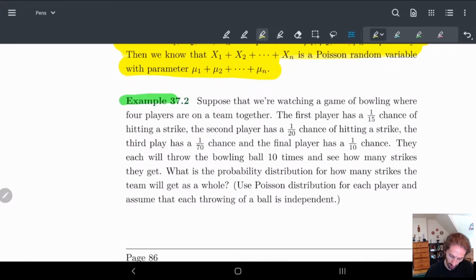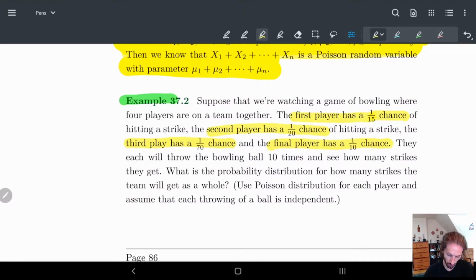Suppose we're watching a game of bowling. I don't know if you know bowling, but bowling is where there's the 10 pins at the end of a big lane. You take a ball and you throw the ball at the pins and you try to knock them down. If you knock all of them down, that's called a strike, and that's the goal. So there's 4 players on a team. The first player has a 1/15th chance of hitting a strike. The second player has a 1/20th chance. The third player has a 1/70th chance, and the final player has a 1/10th chance of hitting a strike.